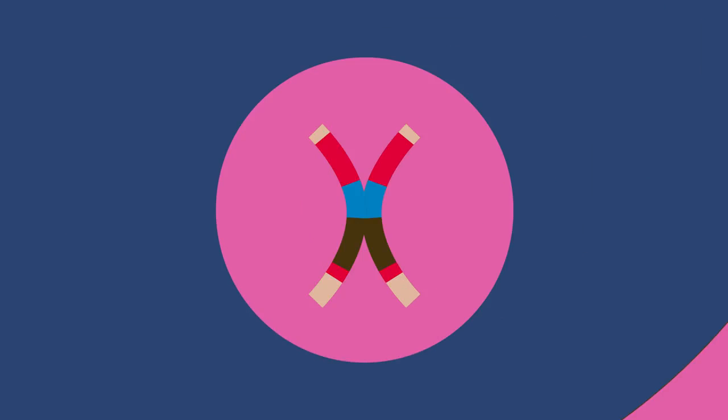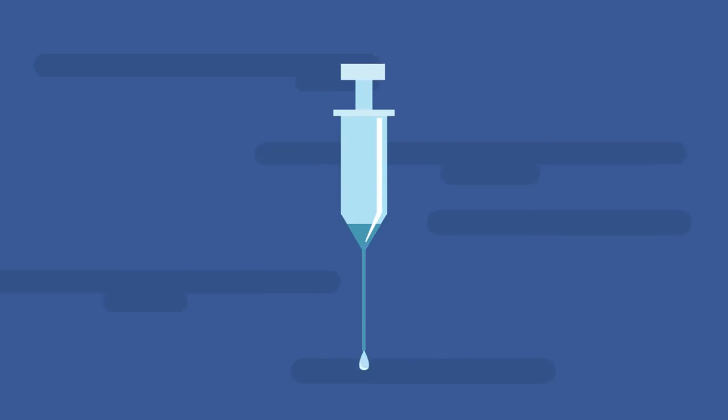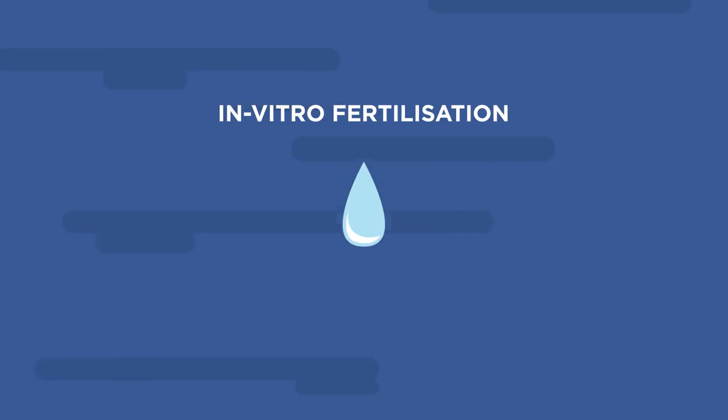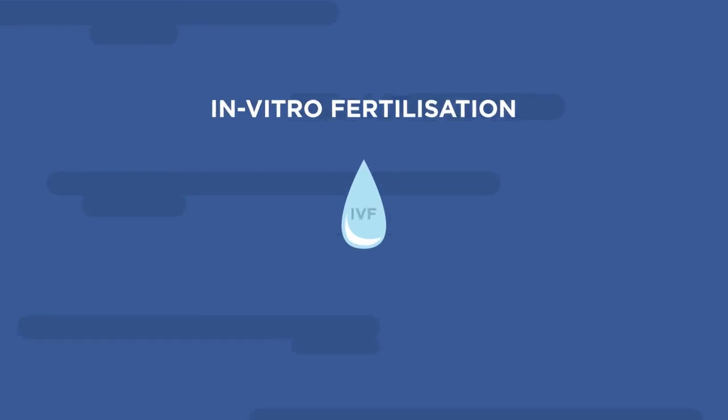Embryo screening can be used to ensure embryos do not suffer from inherited genetic disorders. To do this, the parents would use in vitro fertilization, which is also known as IVF. IVF is where eggs and sperms are mixed in a dish in a lab outside of the body.